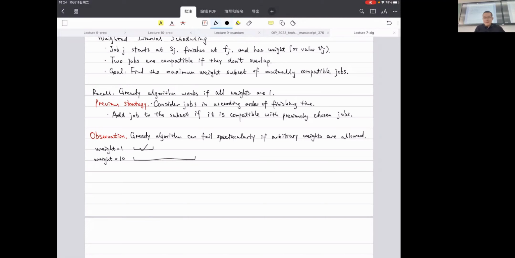Maybe this greedy strategy is still somehow helpful, but at least we need to make some adaptation to make sure that, even for the weighted interval scheduling problem, we can still give a good algorithm for that. Okay, so any quick questions about the definition of the weighted interval scheduling problem and the issue that we cannot use the original greedy algorithm to solve that?